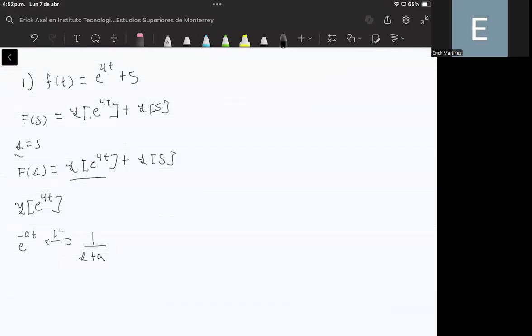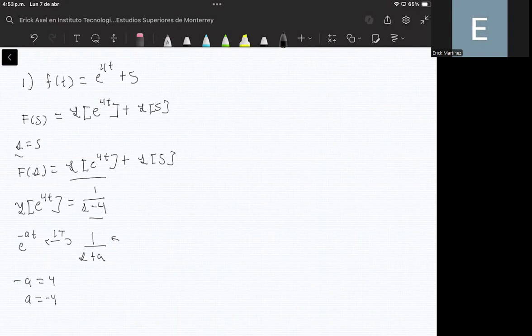Okay? And now, if we compare these two functions, they look very similar. In fact, if we compare these two, we can notice that minus a should be equal to 4. So we can say that a should be equal to minus 4. So if we apply this relationship to compute the Laplace transform, we can see that it should be equal to 1 over s, and in this case, a, according to our function, should be equal to minus 4. So this is the result of this term.